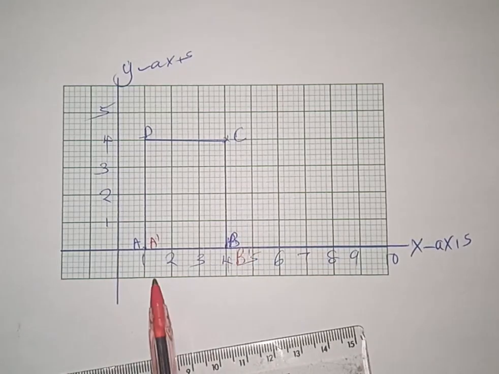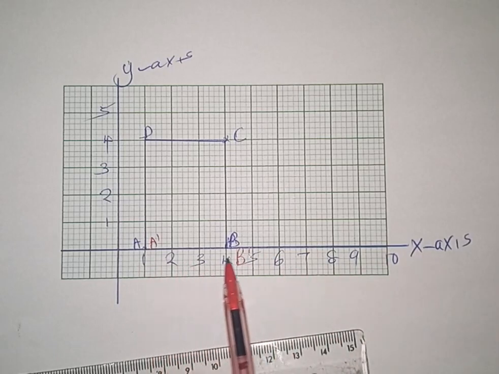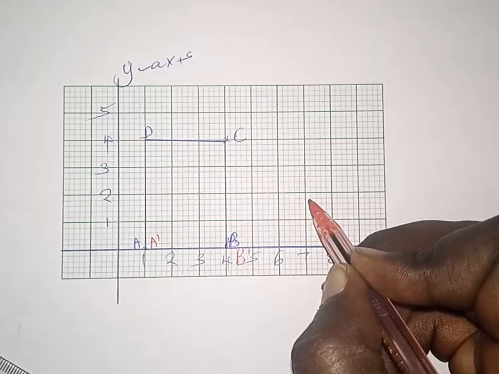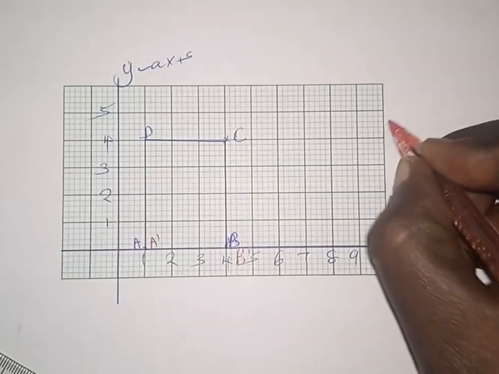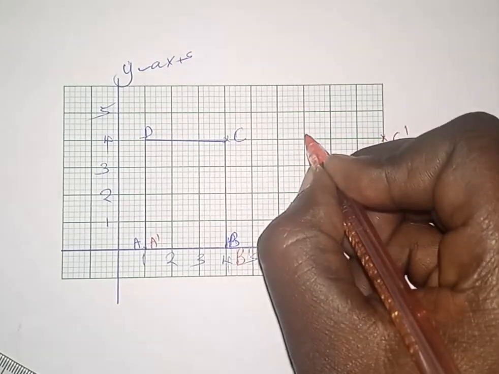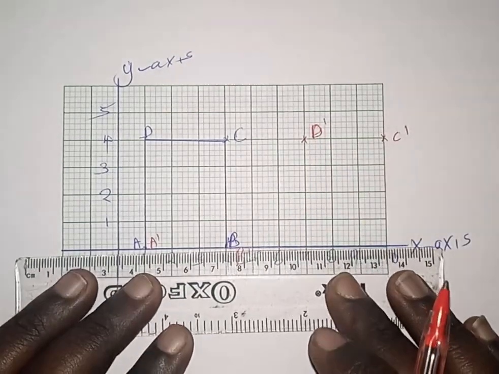So we can easily identify the invariant line because the points on the invariant line remain unmoved under shear transformation. Point C prime (10, 4), that is C prime. Point D prime (7, 4), that is D prime. Then we join.